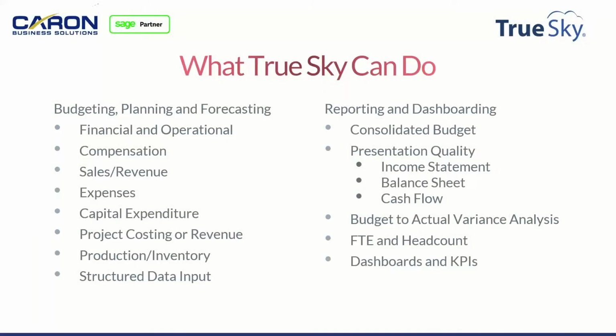So what are some of the things TrueSky can do? And then I'm going to launch into showing you some of the software. Well, up on the screen right now, you're going to see some of what we can do. This is not everything that we can do, but it's a lot of the common things. So when it comes to budgeting, planning, and forecasting, we're going to support both financial and operational type budgeting and forecasting. It might also include things like compensation planning, sales or revenue forecasting, obviously expenses, capital expenditures. I know a lot of you in the mining industry have heavy investments in CapEx. So again, we have tools to help facilitate that.